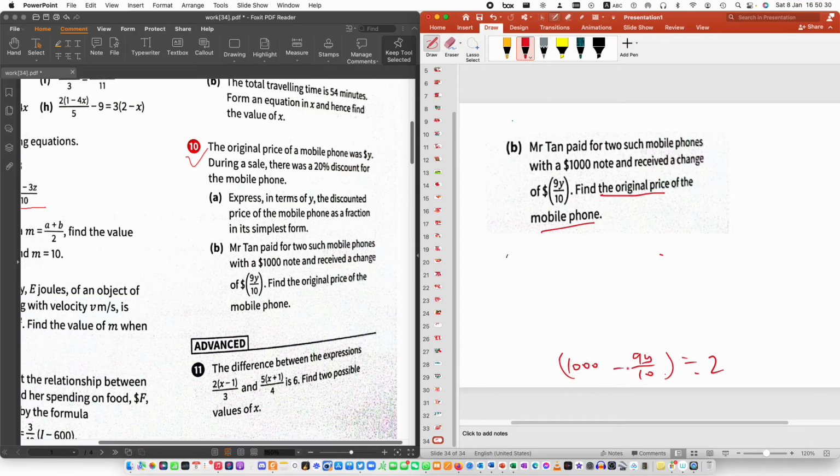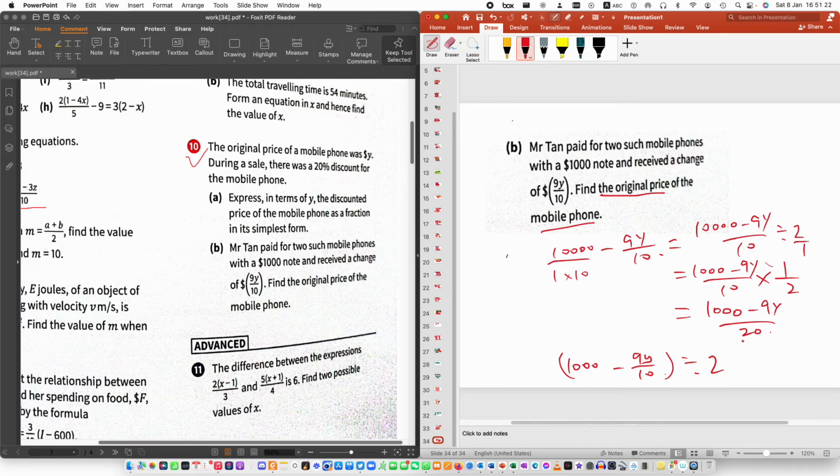Divided by 2. So first thing first, you need to combine this first. So you get 10 here. So original is 1. How do you get 10? You times 10, so you times 10 above also. So in the end, you end up with 10,000 minus 9y over 10. Divide by 2. When you divide by 2, you times 1 over 2, the flip version of it, upside down. So now you can simplify it to this.